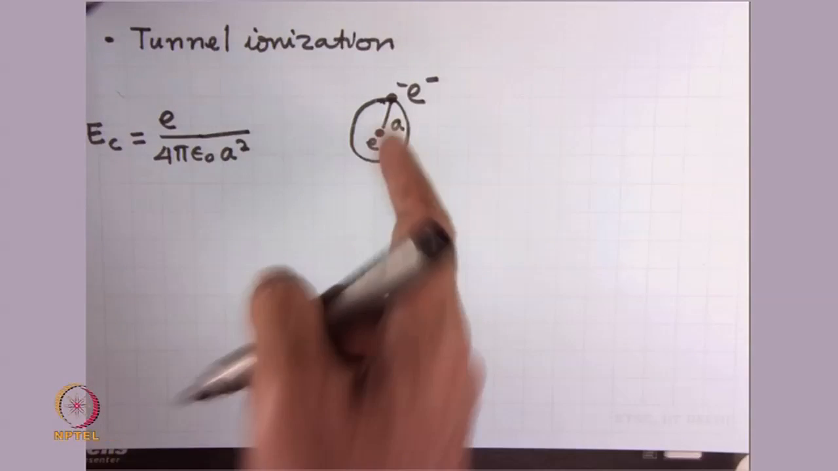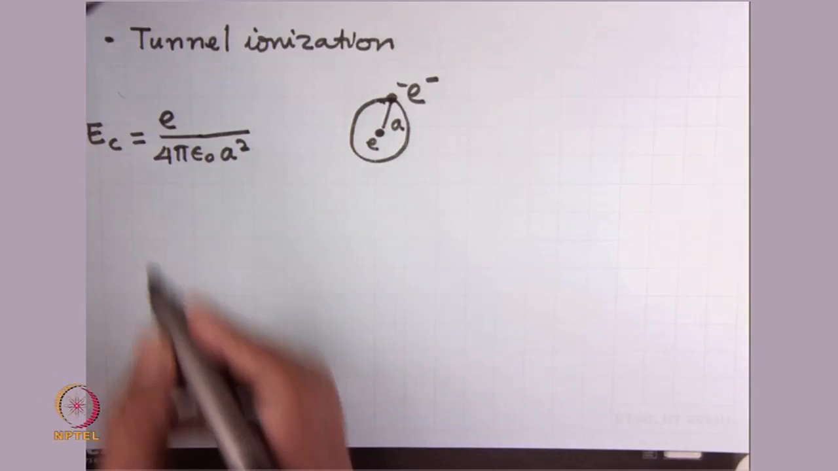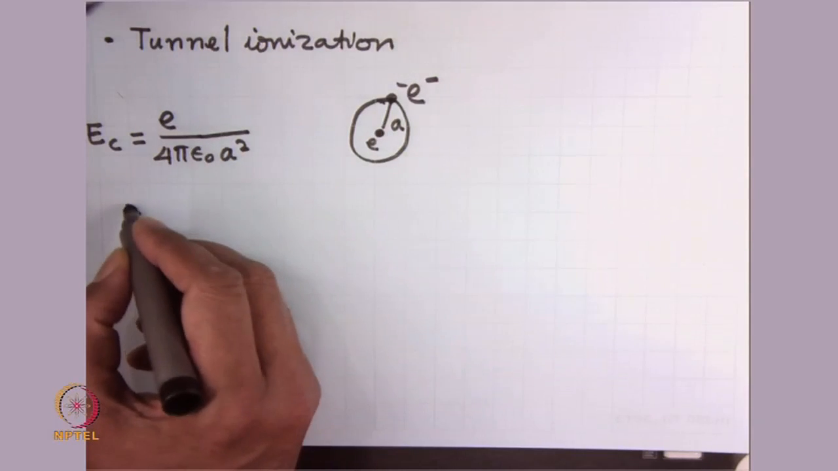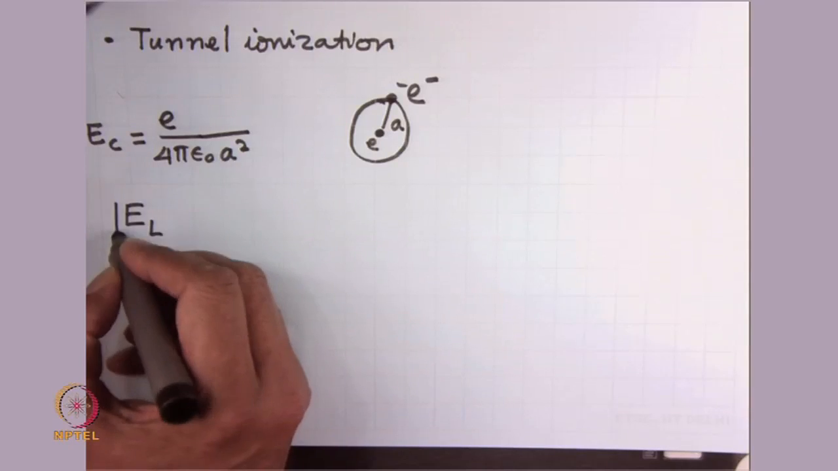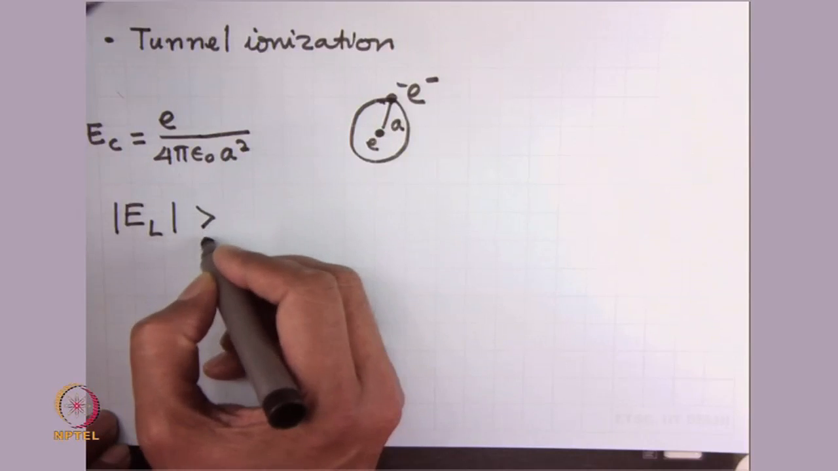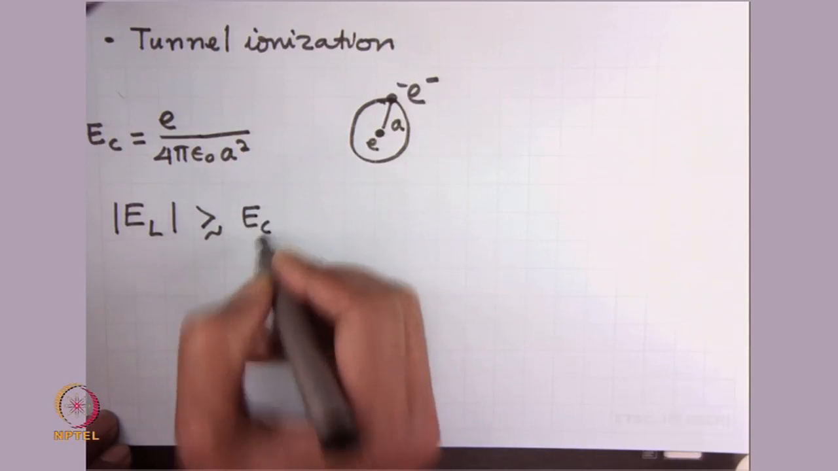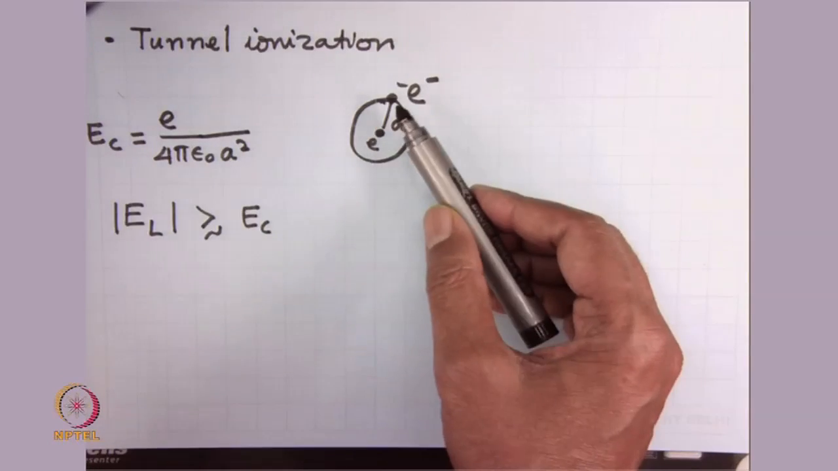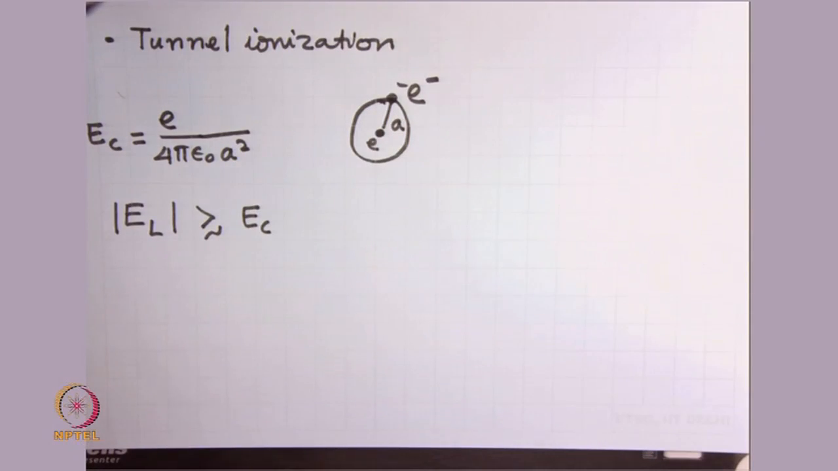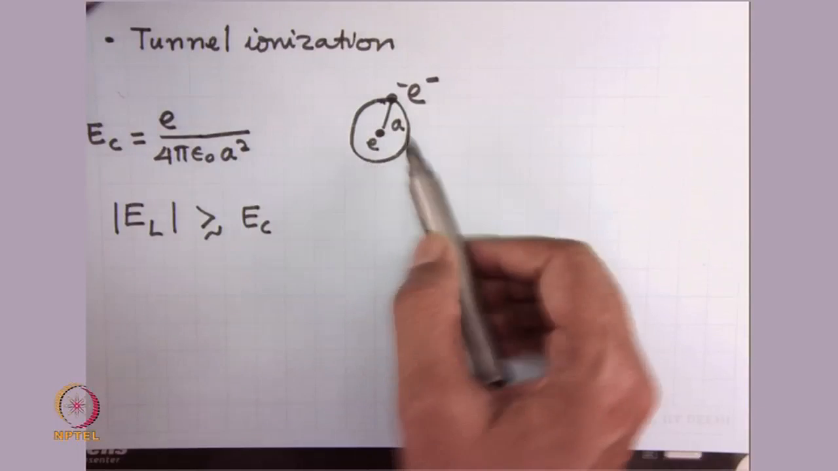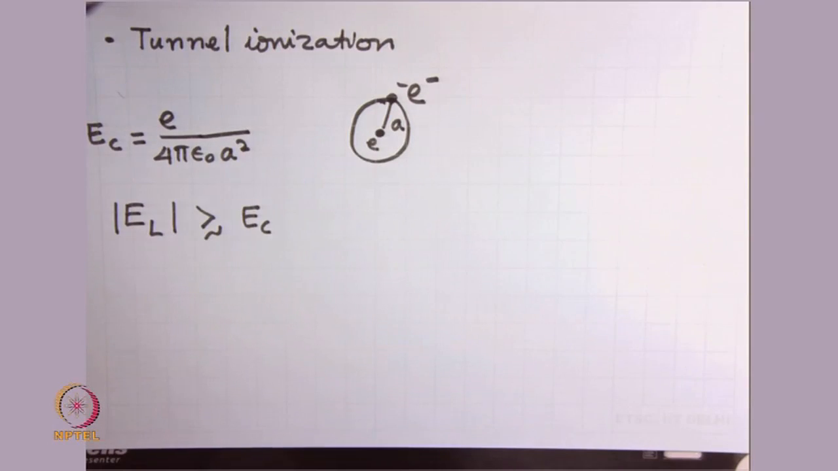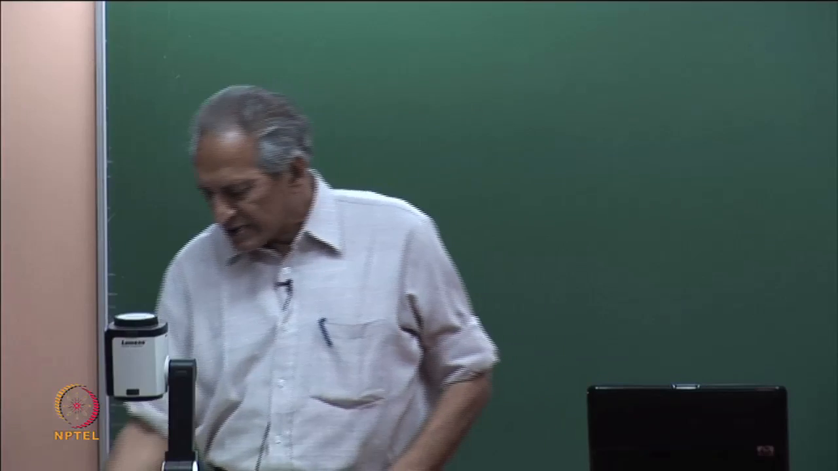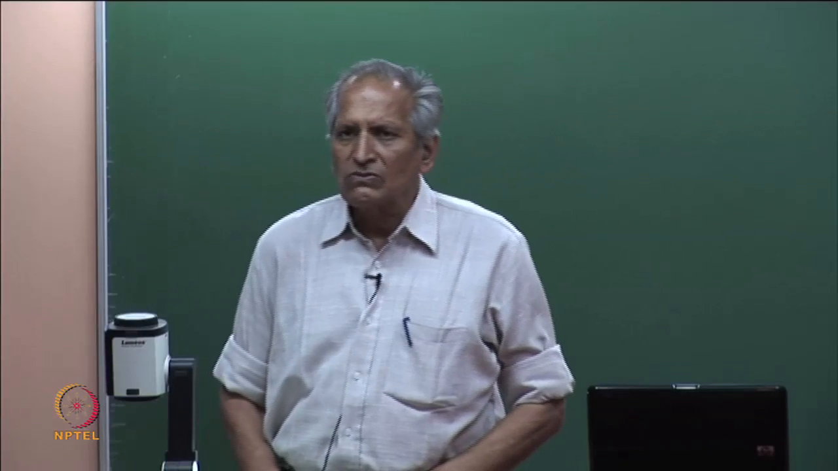due to the nucleus. And if you have a laser with field strength greater than or of the order of E_C, then this electron can be released instantaneously out of the atom and the atom gets ionized. This process is called tunnel ionization. Keldysh wrote a pioneering paper on this, and that explains the process with clarity.